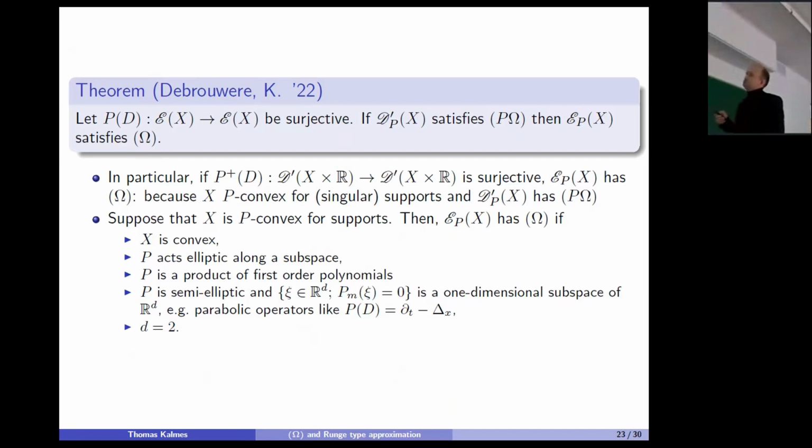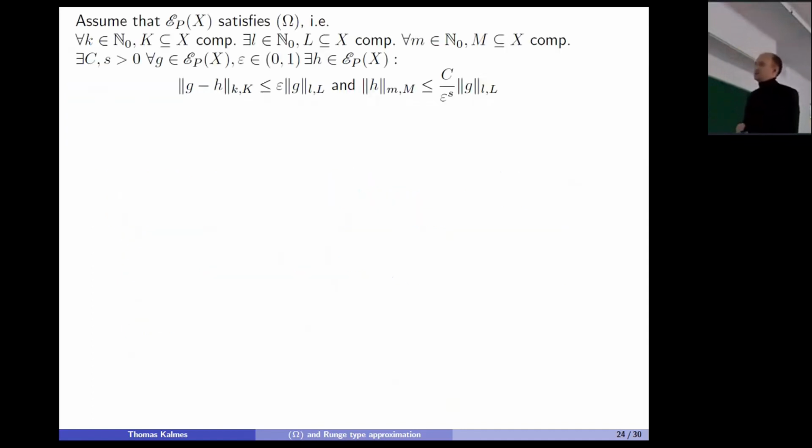And this allows us to give the following examples of kernels with omega, because whenever the augmented operator is surjective, the operator P will be surjective on the space of smooth functions over X. So our previous theorem applies, and therefore the smooth kernel will have omega in the case when X is convex, no matter if P is hypoelliptic or not, if P acts along a subspace and is elliptic there, if P is a product of first order operators or a parabolic operator, and also whenever d is equal to 2.